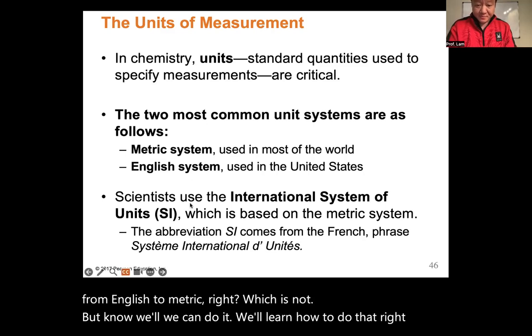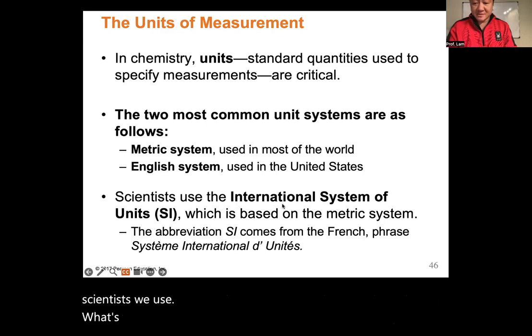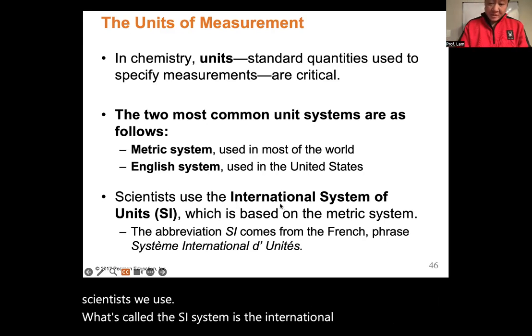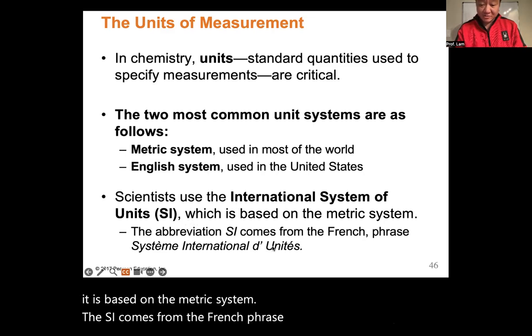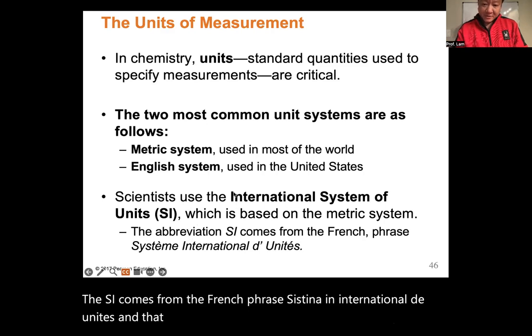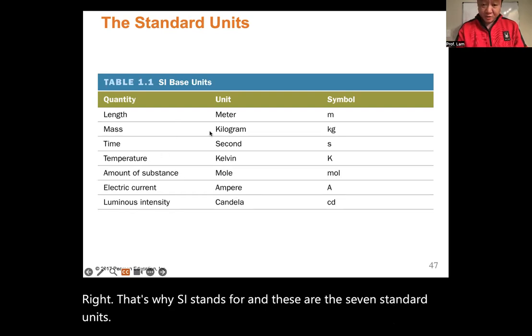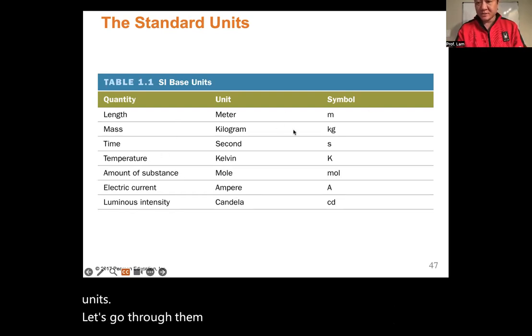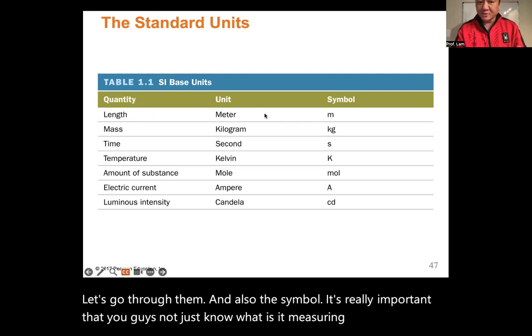So scientists, we use what's called the SI system. It's the International System of Units, and it is based on the metric system. The SI comes from the French phrase Système International des Unités, and that's what SI stands for. And these are the 7 standard units. Let's go through them and also the symbol. This is really important that you not just know what it is measuring, but also the symbol.